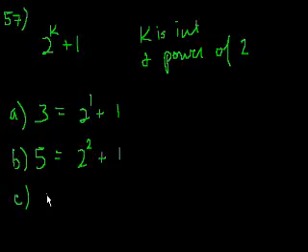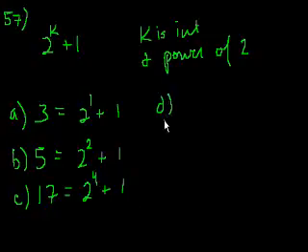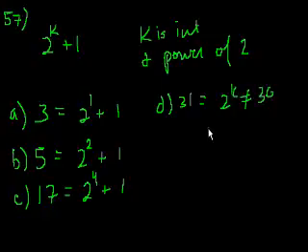2 to the first. C, 17. That's 2 to the 4th plus 1. Right? 2 to the 4th is 16 plus 1. And 4 is 2 squared, so that's a power of 2. Choice D, 31. Let's see. If we subtract 1 from it, 2 to something does not equal 30, right? That would have to be true.